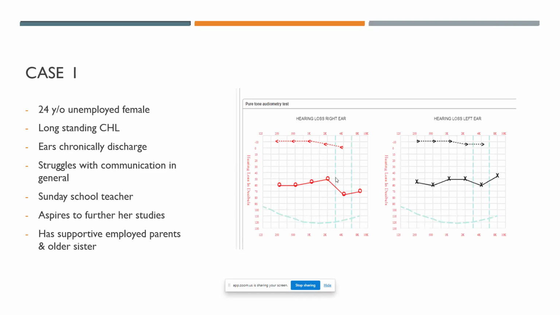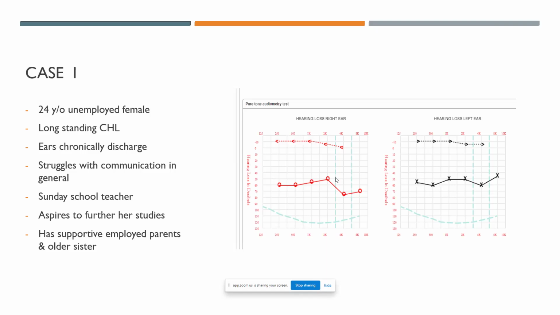So she took a pause to find out what her amplification options are so that she could better equip herself when she continues with her studies. She's got employed parents, both of them. They're very supportive, as well as her older sister. This patient was referred for a bone bridge, we decided to fit her with it, and she was implanted on the left ear.